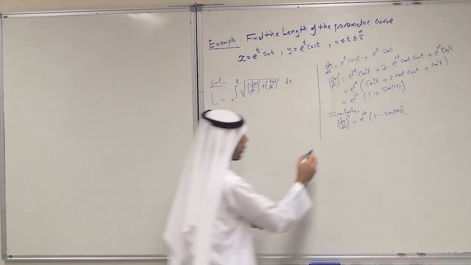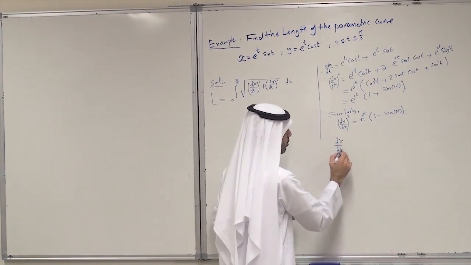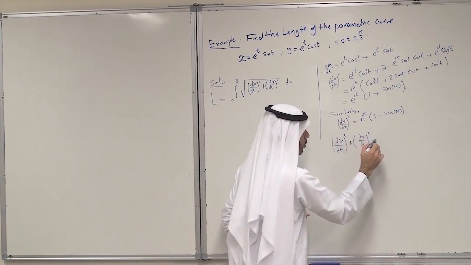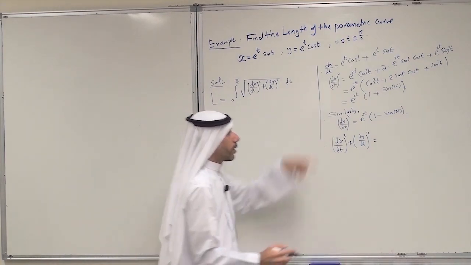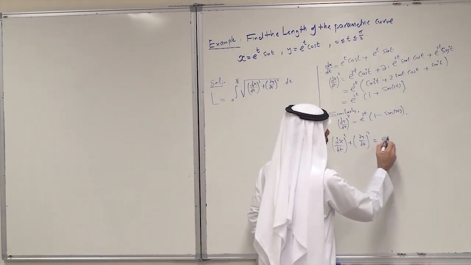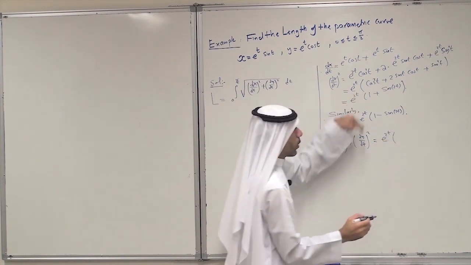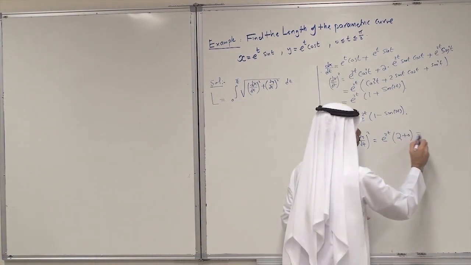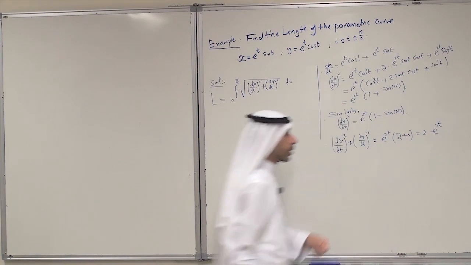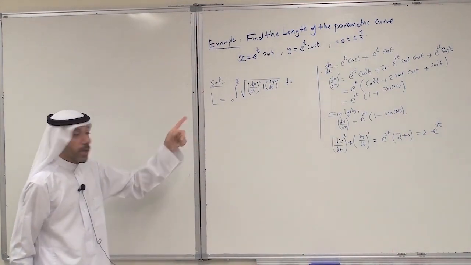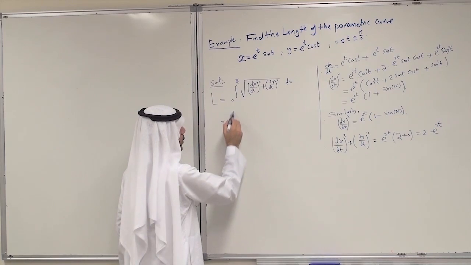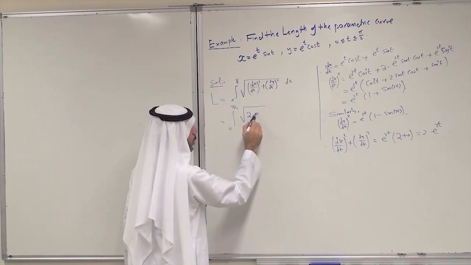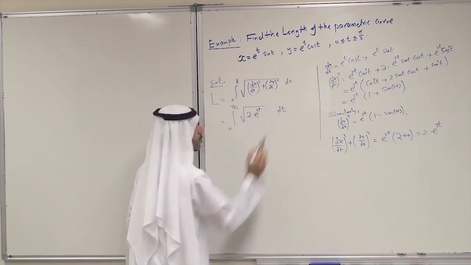Now you add them, (dx/dt)² plus (dy/dt)². When you add them, e^(2t) is a common factor, and here 1 plus 1, 2, plus 0, and this is just 2e^(2t). Plug in the formula now, so this equals the integral from 0 to pi over 2 of the square root of 2e^(2t) dt.